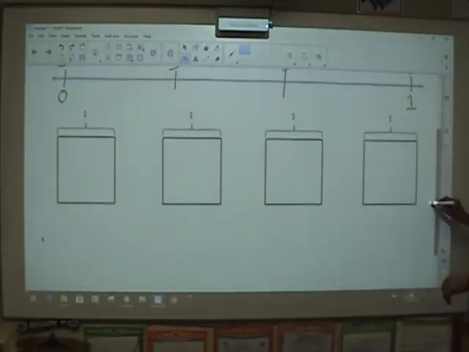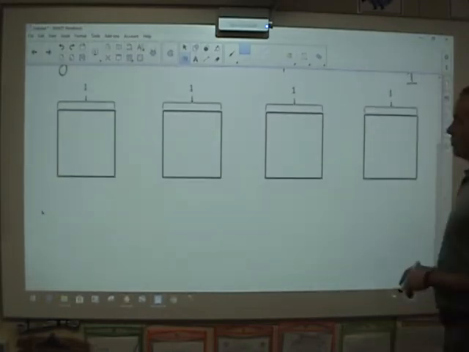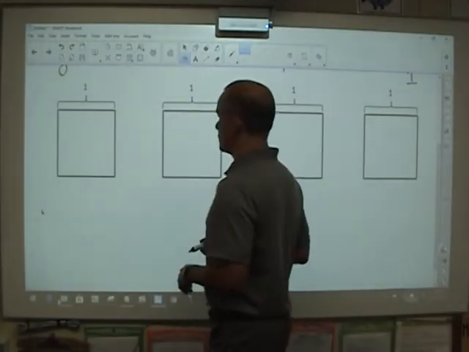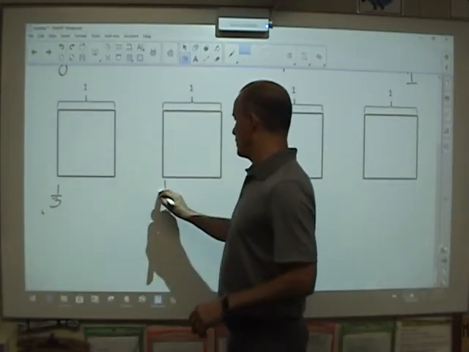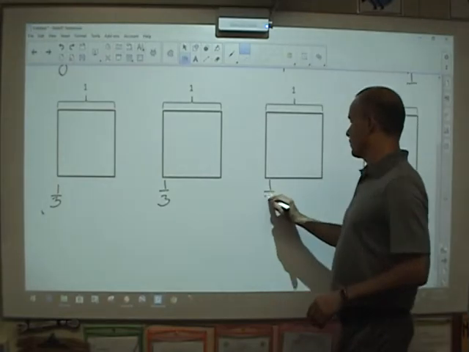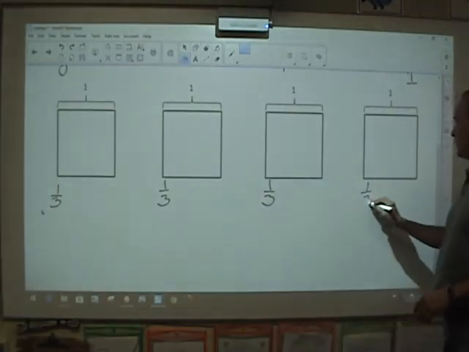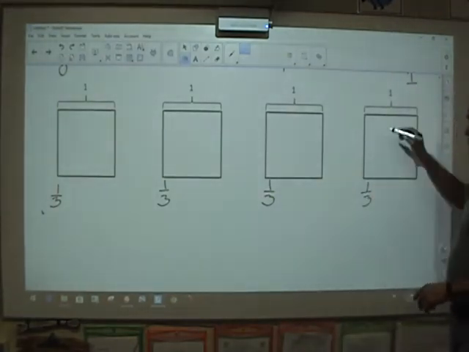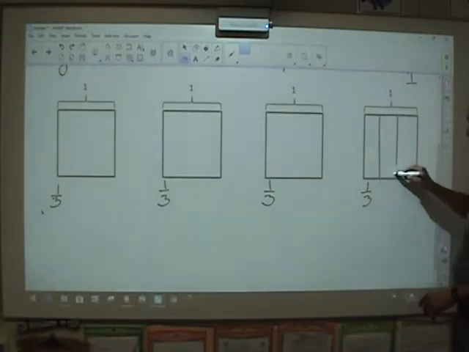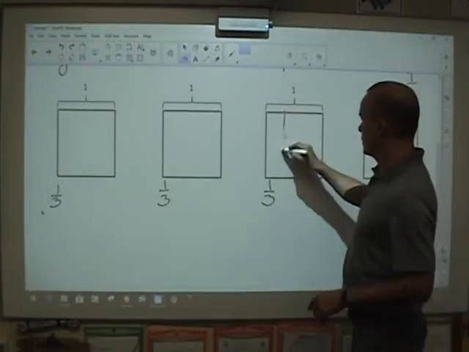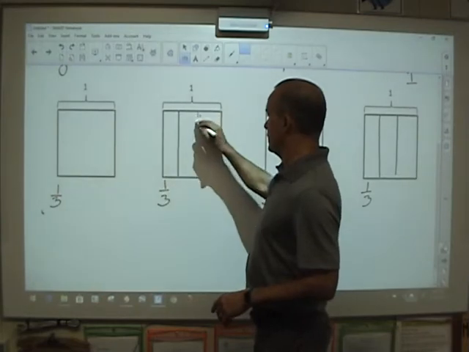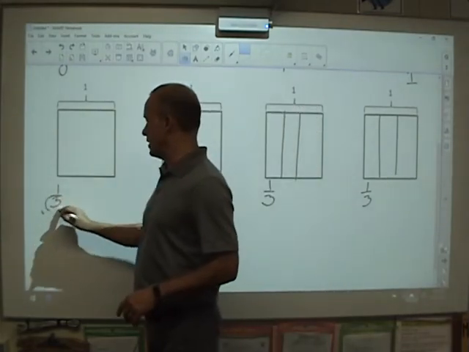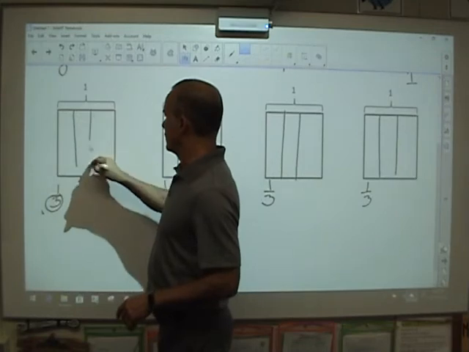Okay, now we're going to do the same thing right here. We're going to divide this because we're working with thirds. I'm going to represent 1/3 on each of these boxes. So I'm going to divide it in 3 parts. Why? Because the denominator tells me that's 3 parts, and this one, the denominator says 3 parts, and the denominator tells me again divided in 3 parts, and again divided in 3 parts.